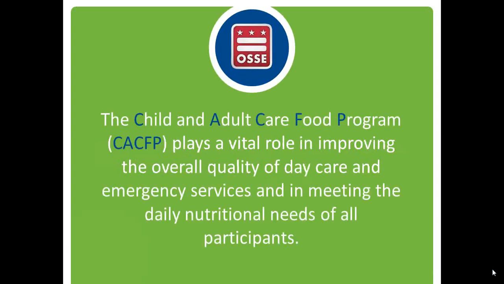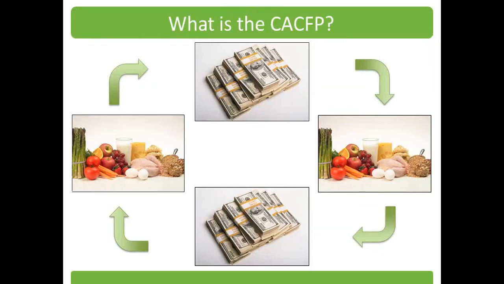The Child and Adult Care Food Program, or CACFP, plays a vital role in improving the overall quality of daycare and emergency services and in meeting the daily nutritional needs of all participants. The CACFP provides funding to offset the cost of providing nutritious meals and snacks to eligible participants in a variety of care settings. The CACFP works on a reimbursement basis, which means that you first have to purchase food and serve meals, and then the CACFP provides you with money based on the number of meals that you served.